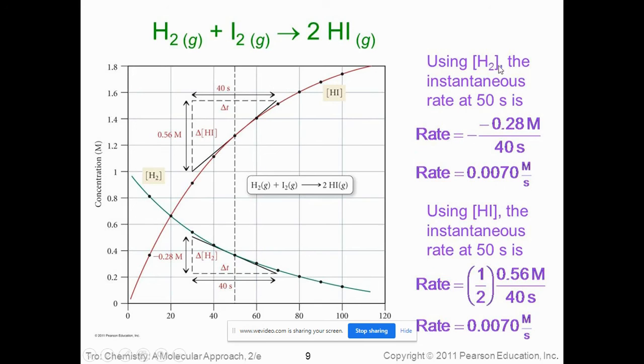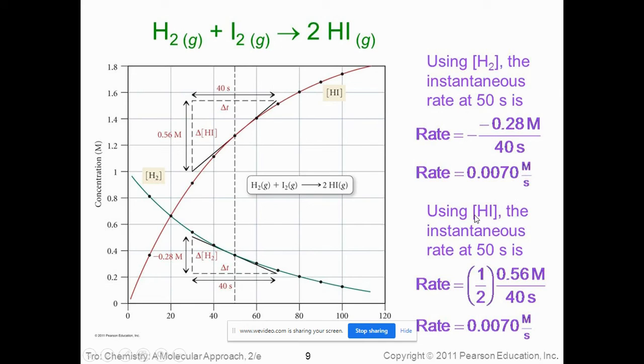Okay, so using H2, let's go to this green curve. The instantaneous rate at 50 seconds. So I go to 50 here, and I go up, and I put a point here, and I draw a straight line through that point. That's the tangent. And I'm going to take the slope of that line. So the rise over the run, which is negative 0.28 divided by 40 seconds, and I get 0.0070 moles per liter per second.